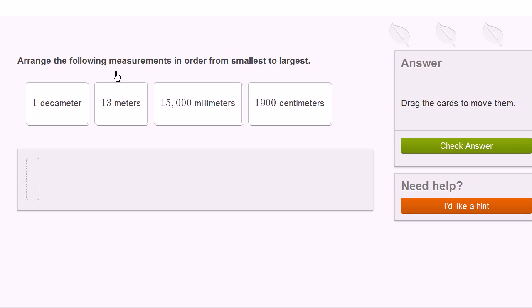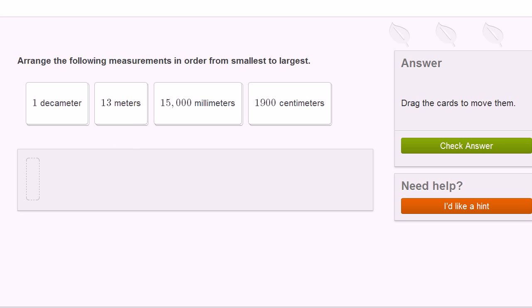We're asked to arrange the following measurements in order from smallest to largest. And we have the measurements, and they're in different units. This is in decameters, then we have meters, and we have millimeters, then we have centimeters. So the way I would tackle this is I would try to convert them all to the same units, maybe meters, and then compare them all in terms of meters.